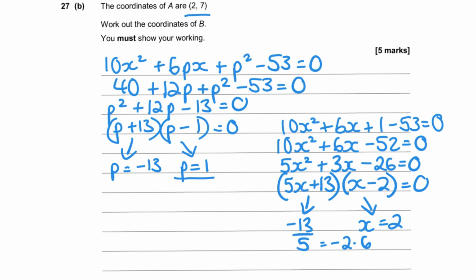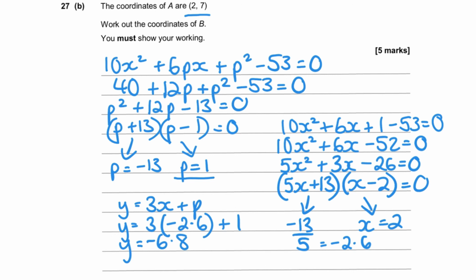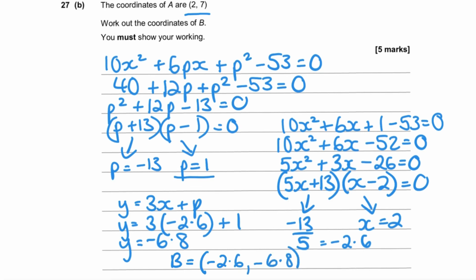Now we've got the x coordinate for B, we can go about finding the y coordinate. If we go back to our original equation, we've got y equals 3x plus p. So that's y equals 3 times minus 2.6 plus 1, which is what we worked out p to be. Y is equal to minus 6.8. Because the question asked us to work out the coordinates of B, we need to write our answer as coordinates. So B is equal to (minus 2.6, minus 6.8).